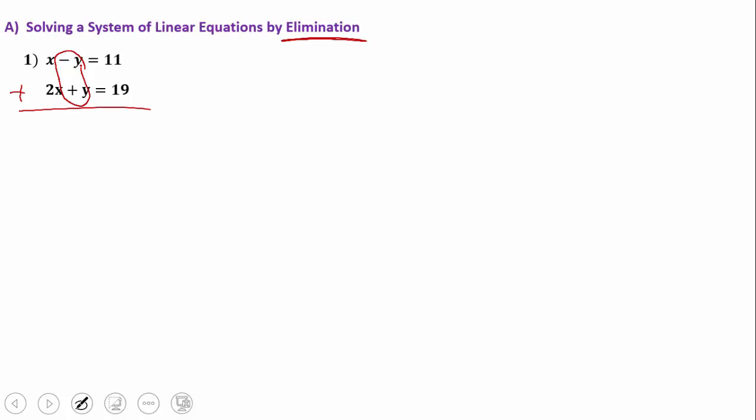So now we're going to add. So we add like terms. x plus 2x, that gives me 3x. The negative y plus y, well, that gives me 0 y's. So 0 y's goes away. We don't need it anymore. And then 11 plus 19, that's 30. Solving our equation by dividing by 3, x is equal to 10. So our ordered pair starts off with x is 10.